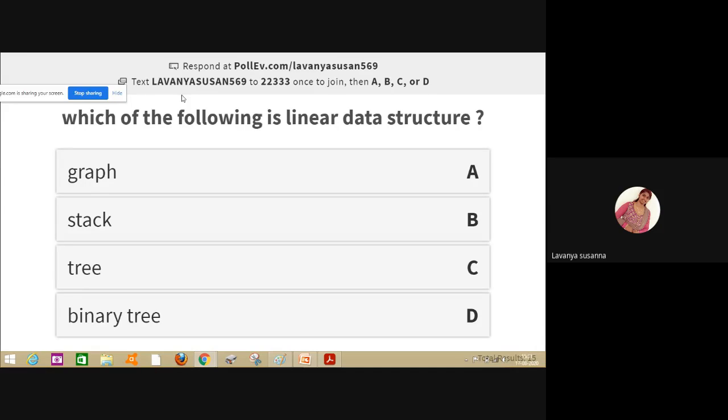Which of the following is a linear data structure? Graph, stack, tree, binary tree. In this, what is a linear data structure?